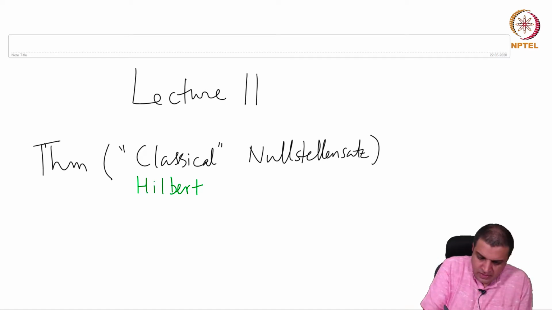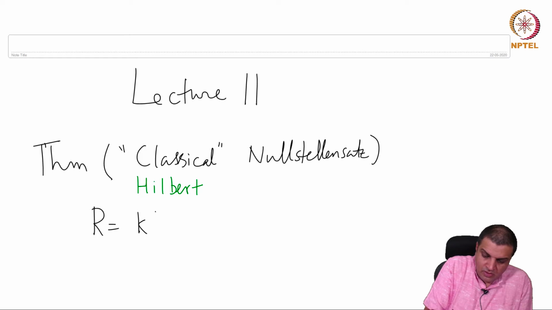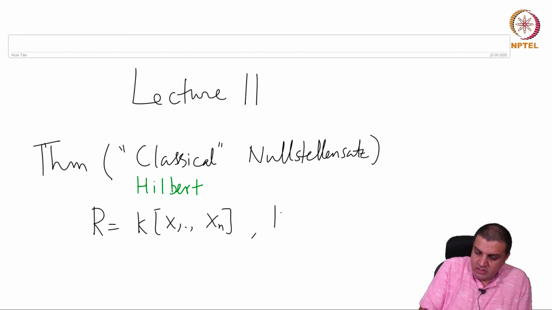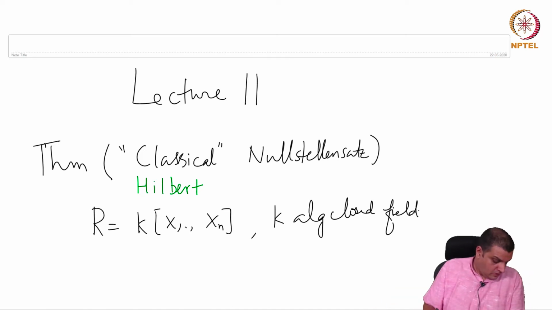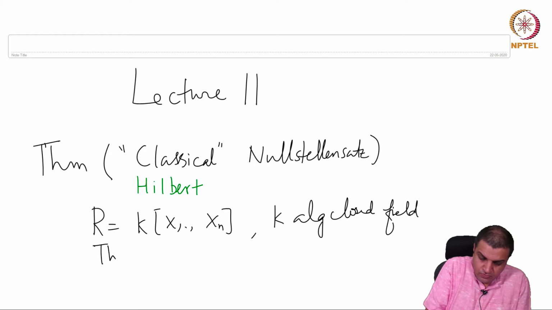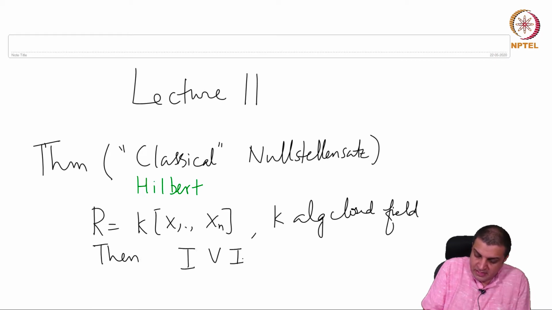Okay, so the theorem, so again, the notation is R is the polynomial ring in n variables over a field K, algebraically closed. Then the ideal of the variety of the ideal I is the radical of I.